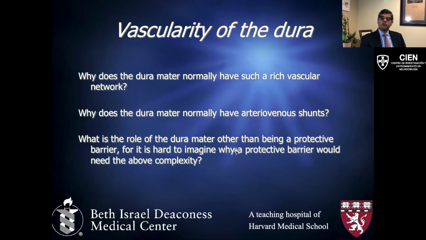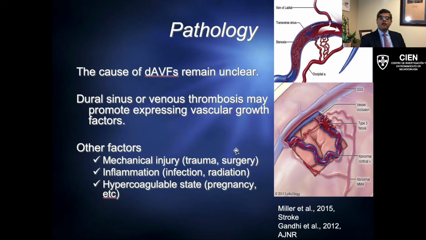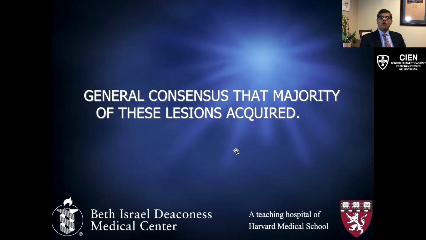So the pathology of dural AVFs remains unclear. We do think that there is some form of venous thrombosis that predates the formation of a dural AV fistula, and it promotes the expression of vascular growth factors. Other factors that could be involved would be mechanical injury like trauma or surgery, inflammation, for example infection and radiation, and a hypercoagulable state such as pregnancy or the use of oral contraceptive medications. But we all have a general consensus that the majority of these lesions are acquired, whatever be the mechanism.